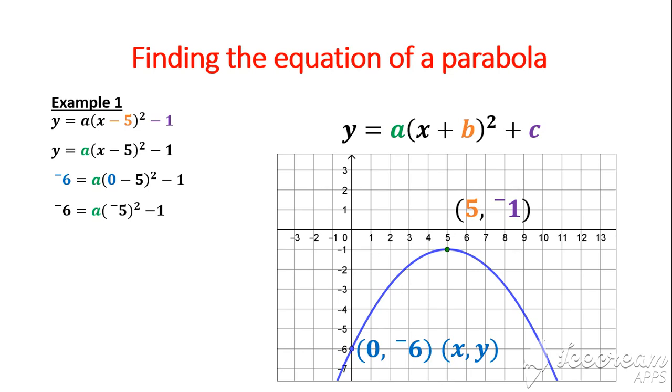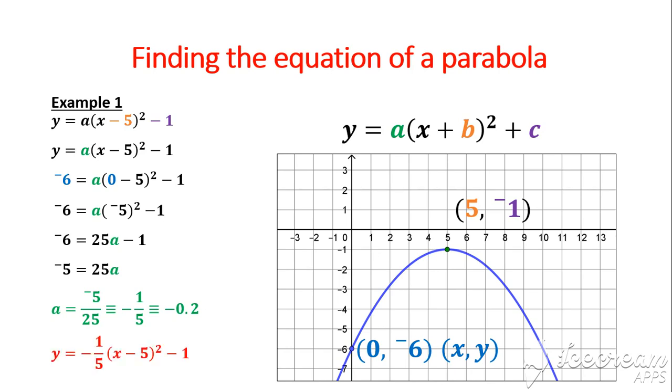Now working out the bracket, 0 minus 5 is negative 5. And then I must square the brackets. Negative 5 times negative 5 makes 25. So I've got negative 6 is equal to 25 times the number a, subtract 1. I'm now going to take that minus 1 and pop it on the other side and make it a plus 1. Negative 6 plus 1 makes negative 5. So negative 5 is equal to 25 times a, and I'm going to divide everything by 25 to get a is equal to negative 1/5 or negative 0.2.